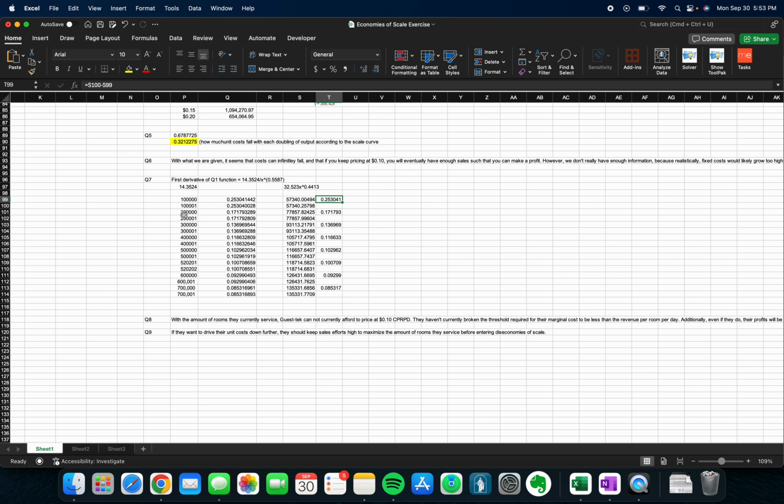You get 17 cents at 200,000, and you can see that these numbers are consistent, so you know that your marginal cost is correct.